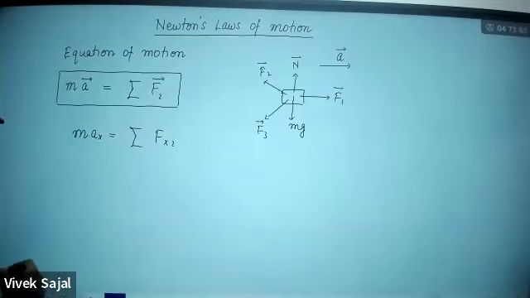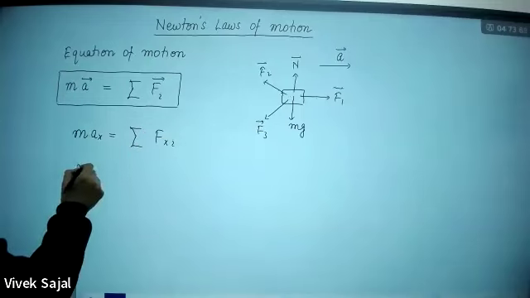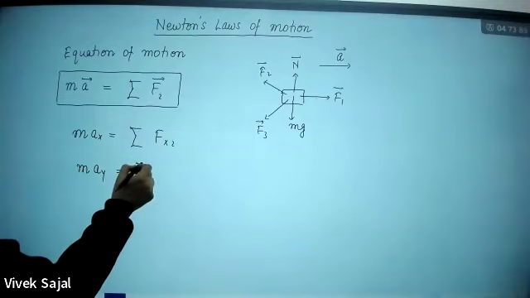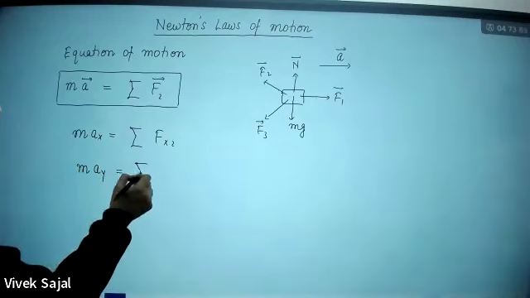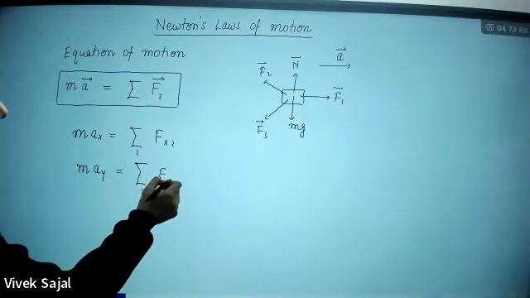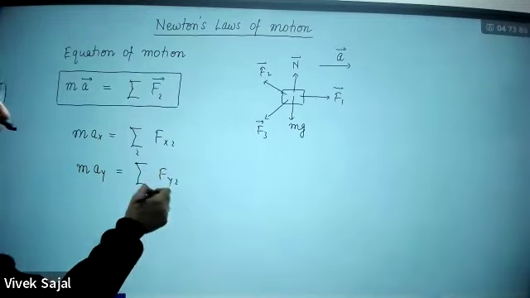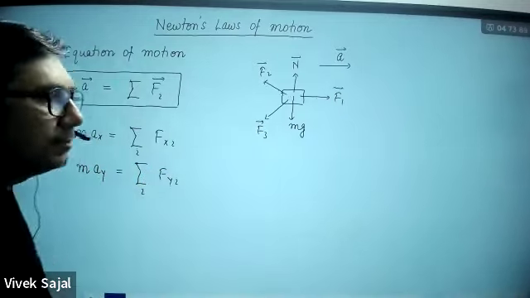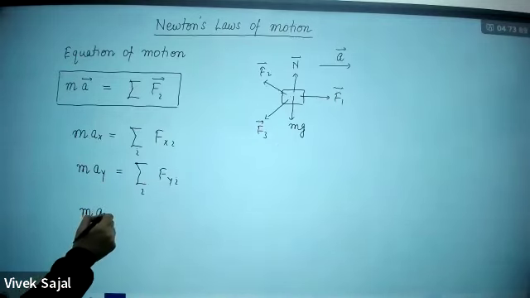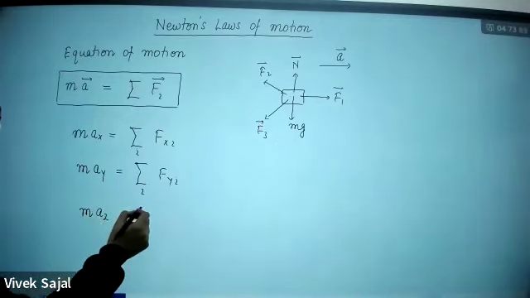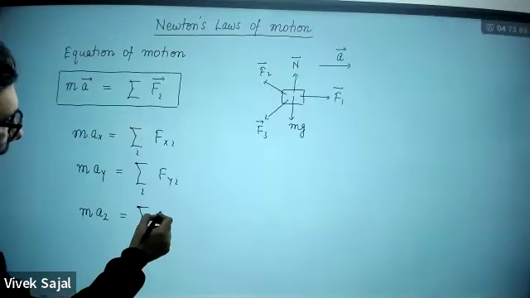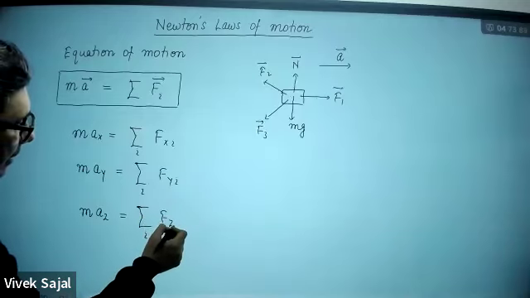So this will be sigma F_xi. Second, in y direction, this will be m a_y, equal to sigma F_yi. These are the y components of all these forces. Then m a_z, acceleration in the z direction, this will be sigma F_zi.